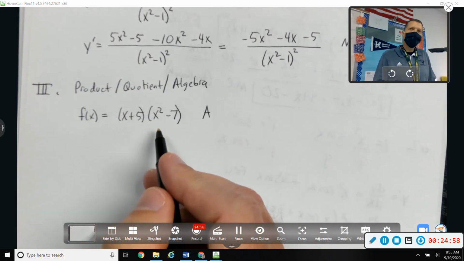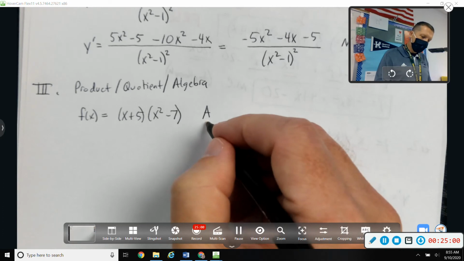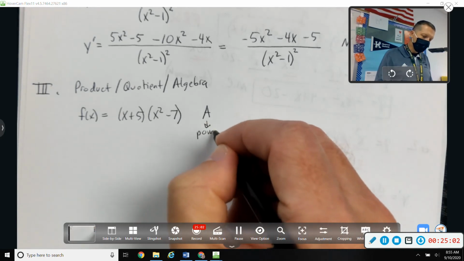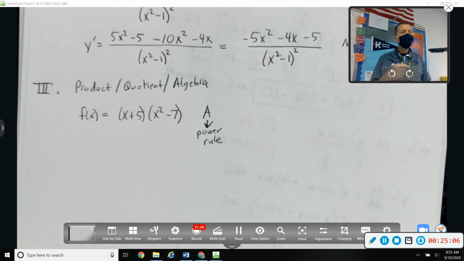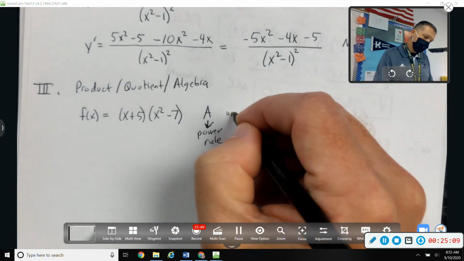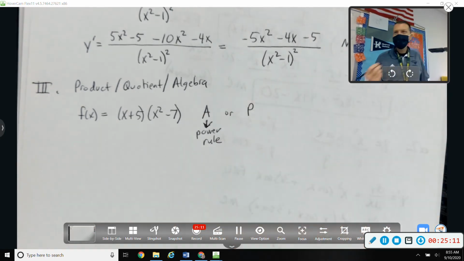And FOILing's not too hard. And if you FOIL it, then that leads to power rule, and power rule is really easy. So you can avoid the product rule sometimes. If you don't mind the product rule and you don't want to FOIL, then use the product rule. So sometimes you have options.